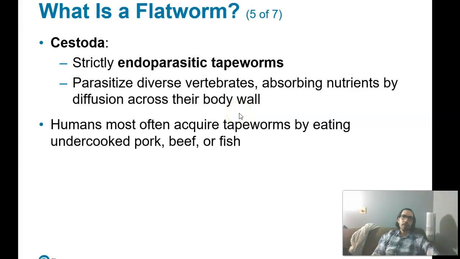Then we have Cestoda, which are endoparasitic worms. These parasitize vertebrates and they absorb nutrients by diffusion across their body wall. Because they're absorbing their nutrients, these animals do not have a mouth or gut, because the host is doing all the digesting and they're just absorbing the nutrients from the host. Usually humans get infected with tapeworm when they eat undercooked meat, like pork or beef or fish.